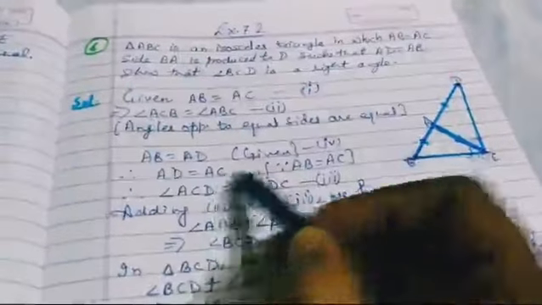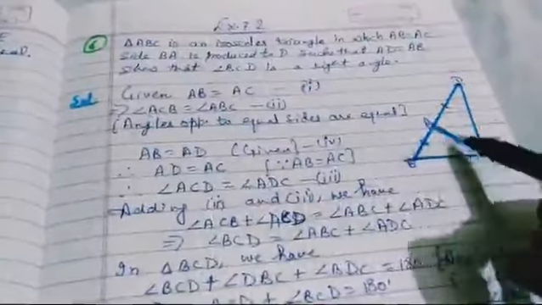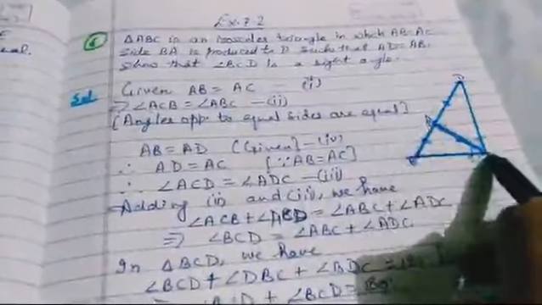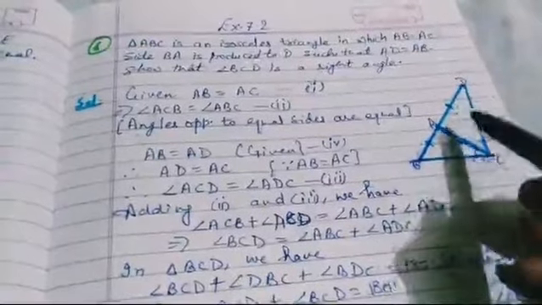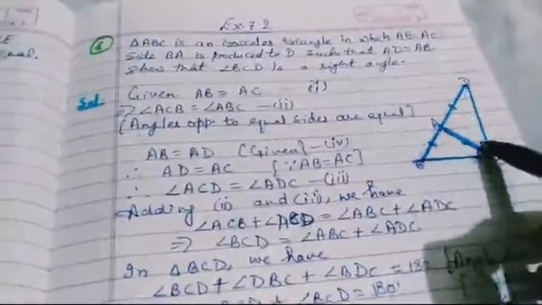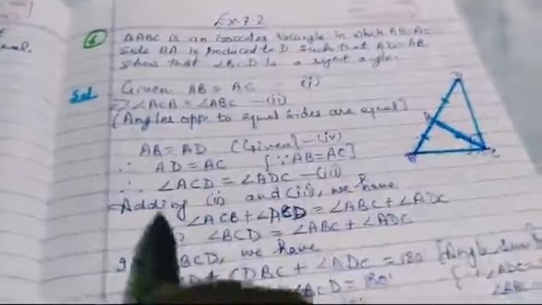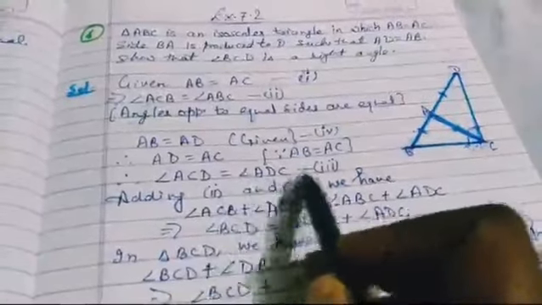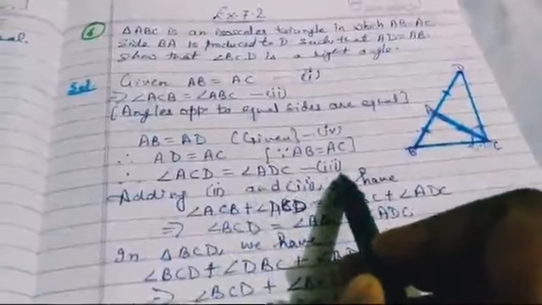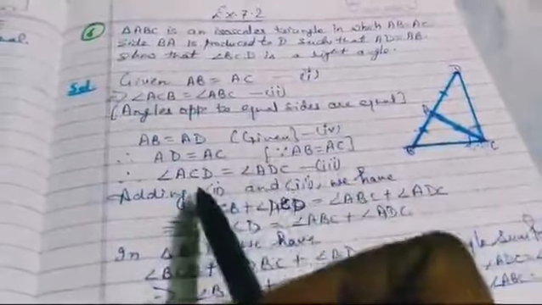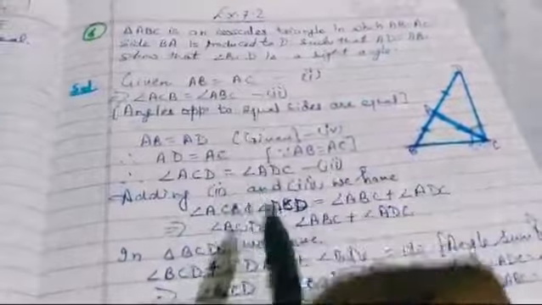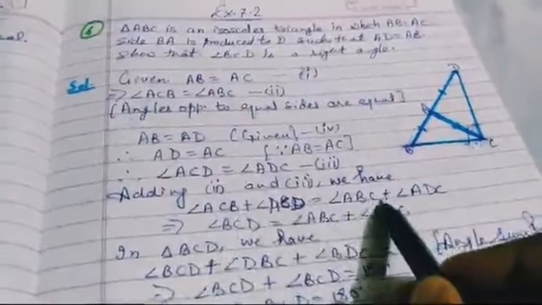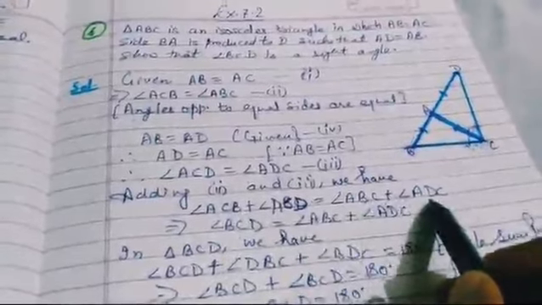On solving first and fourth equation, we get AC equal to AD. If sides are equal, then opposite angles will be equal. Opposite angle of AC is angle D and opposite angle of AD is angle C. We can write angle ACD equal to angle ADC. This is equation third. Then on adding equation second and third, we get angle ACB plus angle ACD equal to angle ABC plus angle ADC.